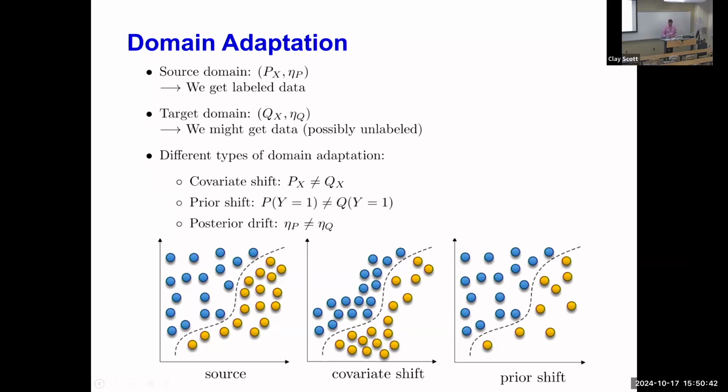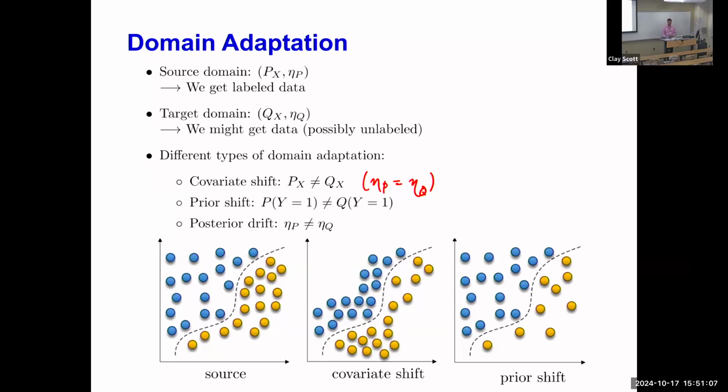Yeah, so in covariate shift, it's assumed that eta P equals eta Q. And the Bayes classifier is defined as the sign of eta P minus a half, or the sign of eta Q minus a half. So those two Bayes classifiers are the same in covariate shift.